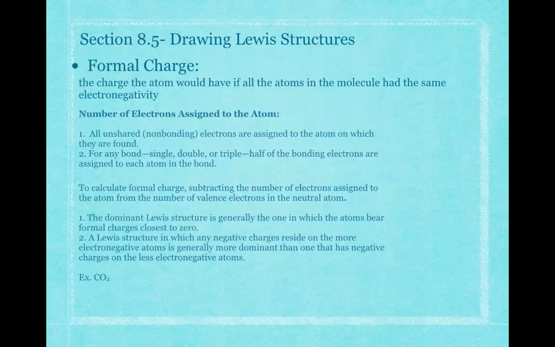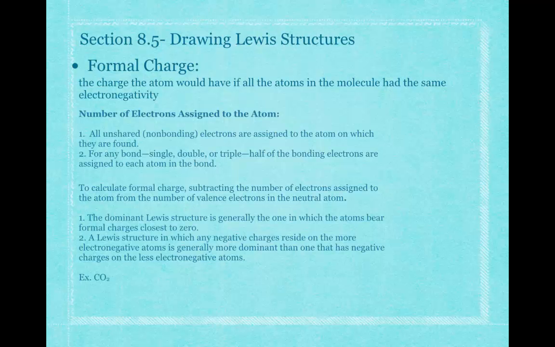Second, a Lewis structure is dominant if the negative charge resides on the more electronegative atom and the positive charge resides on the less electronegative atom. So for example, if hydrogen had a negative formal charge and fluorine had a positive formal charge, I would know that that Lewis structure was not dominant, because fluorine is more electronegative than hydrogen, and therefore the formal charge of fluorine should be negative while the formal charge of hydrogen should be positive.